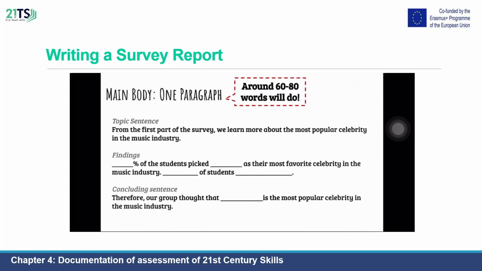After you finish presenting your findings, you will have one sentence to conclude the paragraph. As I said, rephrase the topic sentence to make it your concluding sentence. You can write like, therefore, a group thought that blah, blah, blah is the most popular celebrity in the music industry. Just one sentence and the paragraph is done. All right? And you don't need to write a lot as well. Around 60 to 80 words will do. I'm sure if you try to explain all the findings in detail, you'll write more than 60 to 80 words.